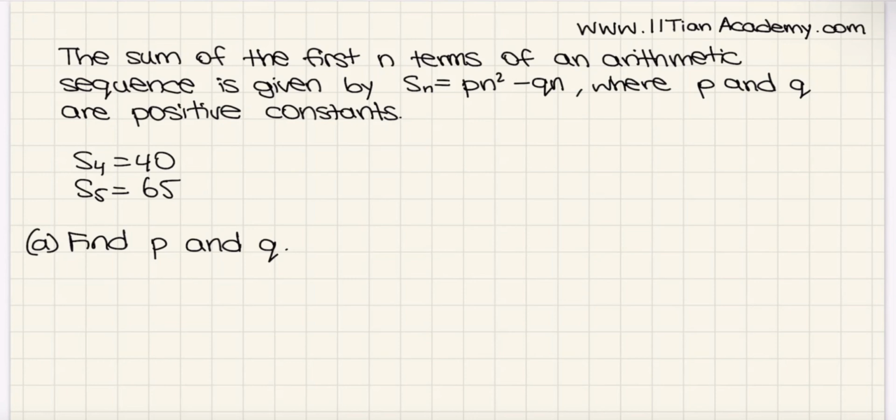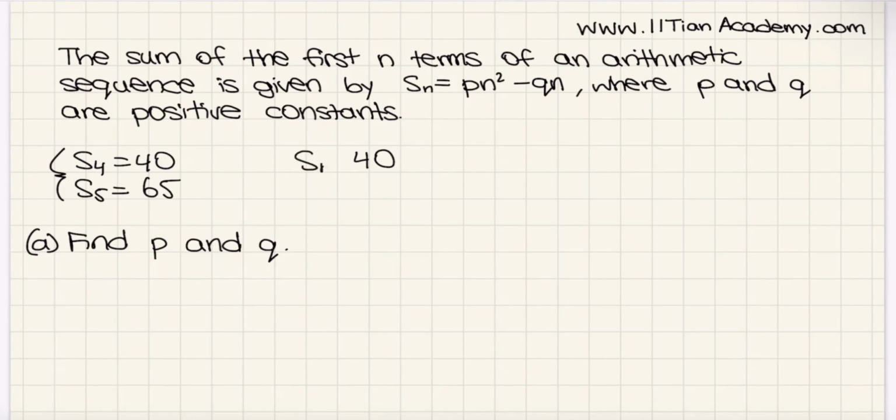Well, how can we do this? What we can do is use this information to give two equations and then solve for P and Q using substitution, elimination, or graphing, although I wouldn't recommend graphing, that's a pain. Okay, so let's note that S of 4 is 40, so I'm going to plug in 40 for S of n, and then I'm going to plug in 4 for n, right?